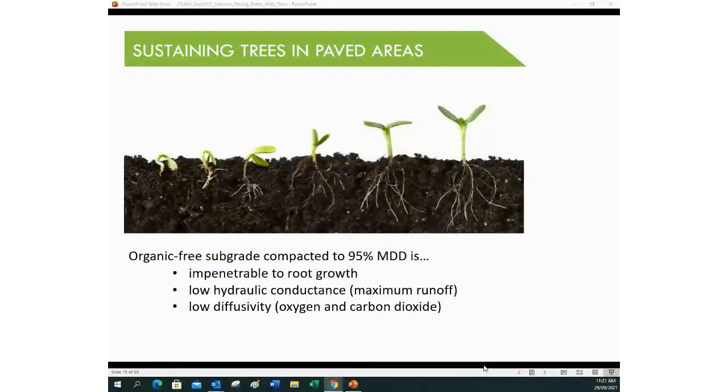What generally happens under an engineered surface is it's compacted to 95% maximum dry density. So 5% of that soil volume is other than mineral. 5% is left for oxygen diffusion, water infiltration, for the fungi that need to live on those tree roots. 5% is not much. 95% takes up a lot of space. Soil compacted to that extent is impenetrable to root growth. It doesn't allow water through and it doesn't allow oxygen through. Soil compacted to that density does not support tree root growth. So the roots are going to grow somewhere else, typically on top of that subgrade, directly beneath the asset that you want to preserve.